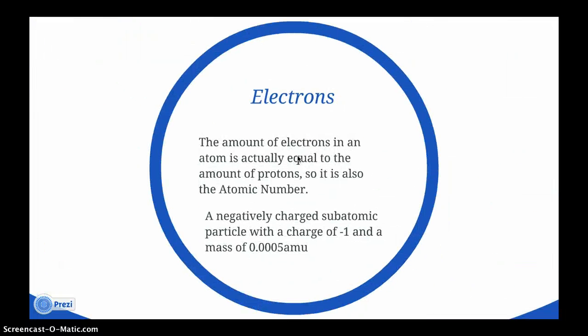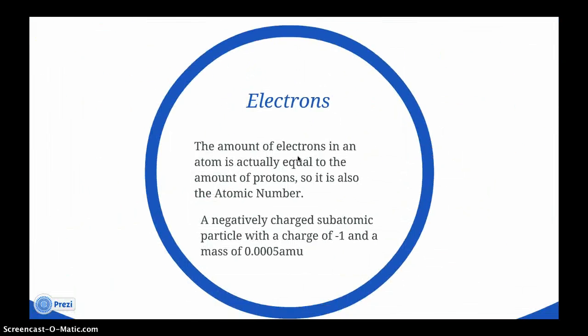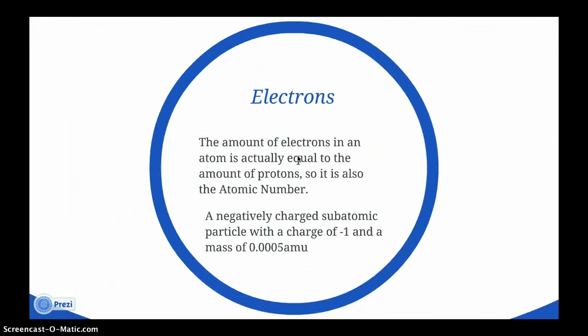An electron is a negatively charged subatomic particle with a charge of -1 and a mass of 0.005 AMU. The electron revolves around the nucleus in imaginary shells or energy levels. Each energy level contains a certain amount of electrons, the first holding 2 and the second 8, etc. The electrons revolve around the protons in particular, as they have a positive charge. And as we all know, negative and positive materials always attract, hence the atom is kept compact. The amount of electrons in an atom is actually equal to the amount of protons, so it's also the atomic number.